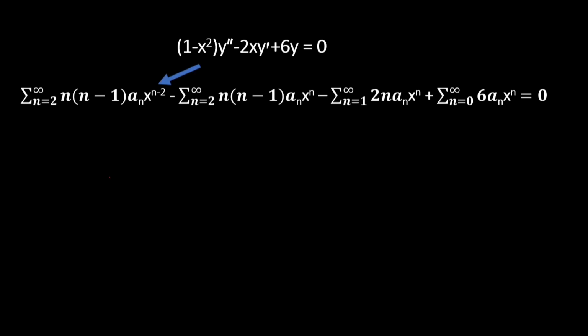We need to break down something. Now, if you look at that x, I want you to consider the power of x here at this point. This x here has the power of what? It has the power of n minus 2. This x here has the power of what? n. This x here has the power of what? n. This x here has the power of what? n.